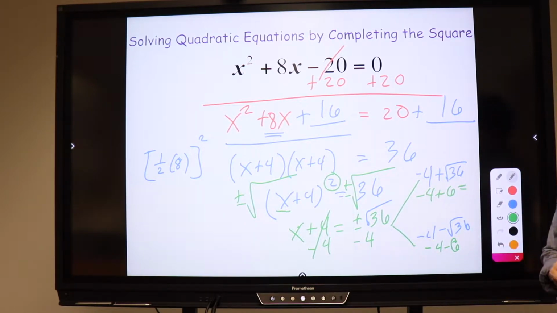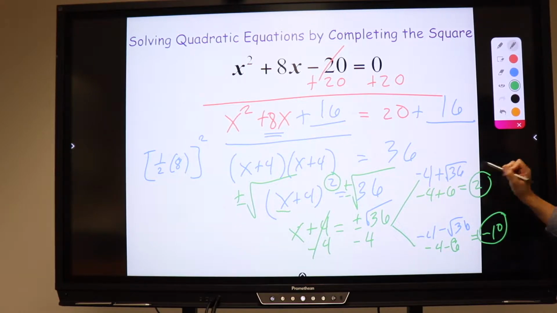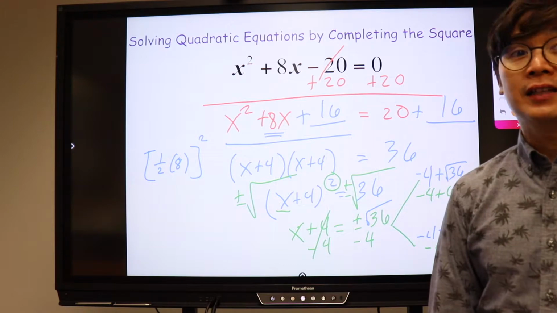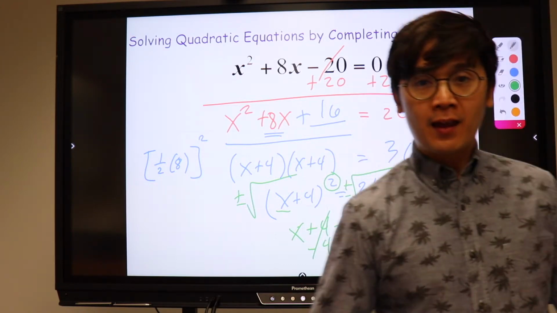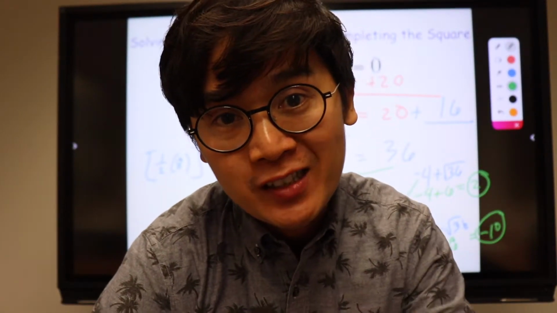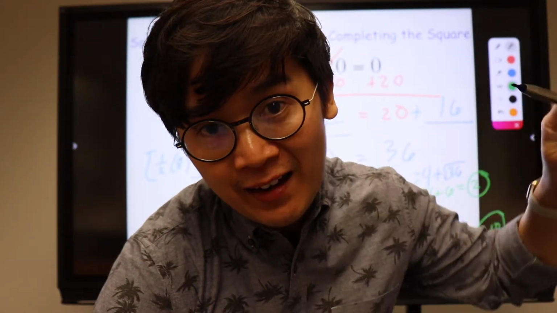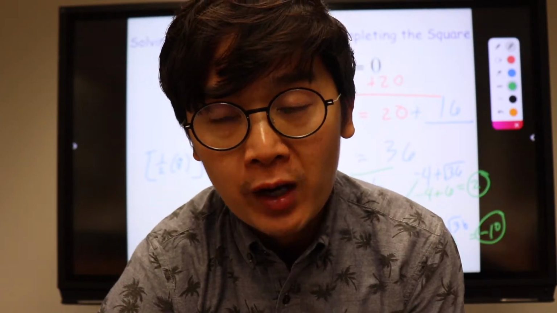What's negative 4 plus 6? 2. And what is negative 4 minus 6? Negative 10. We have two answers, and we did this by completing the square. I know it's a little bit complex. And again, I have my lesson on completing the square, so just click that little button right here and I have videos that will show you some examples on how we can complete the square.